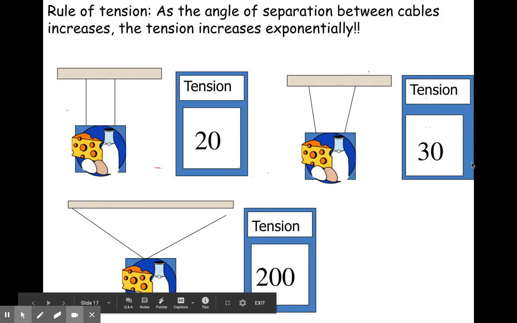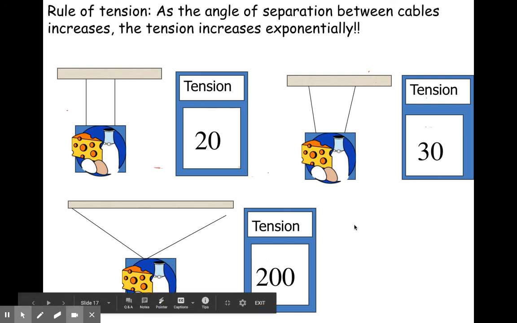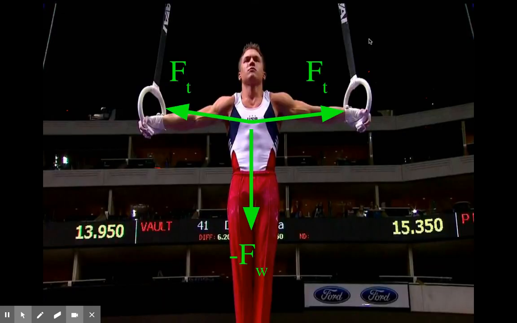All right. So, for example, just real quick, as you notice, straight up and down, let's just say the tension was 20 on each rope. Well, now as we start to spread it, the tension goes to 30 on each rope, and look at that. So it increases exponentially. Very important.